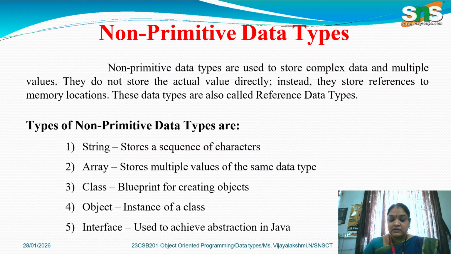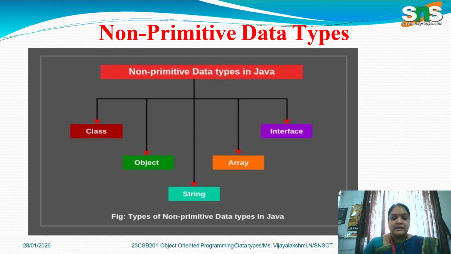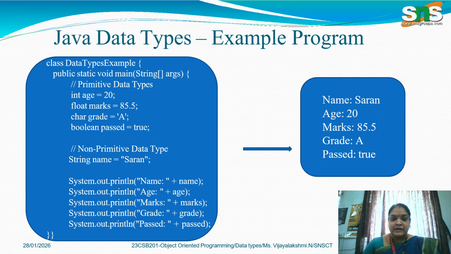An array can hold multiple values of the same data type. For example, a of 10 means that a can hold 10 values. Class is the blueprint or template of the object, and an object is nothing but an instance of a class. An interface is used to achieve abstraction in Java. And here is the image representation of non-primitive data types: class, object, string, array, and interface.